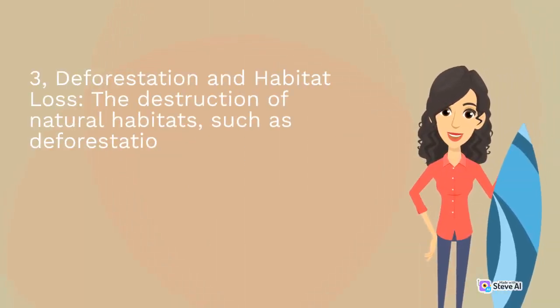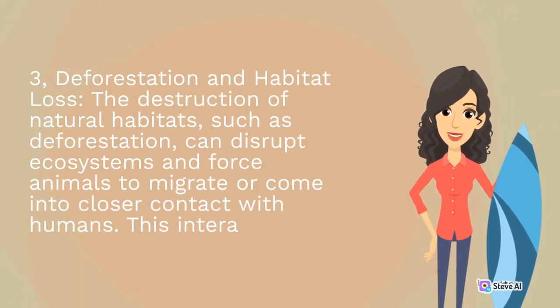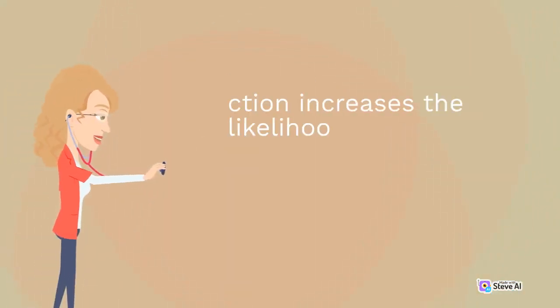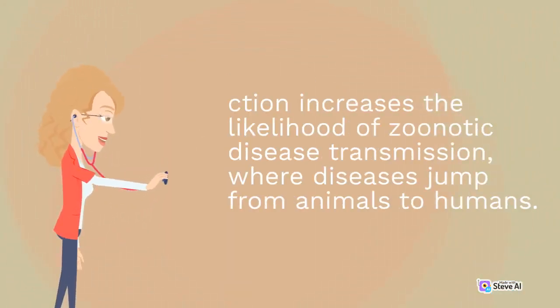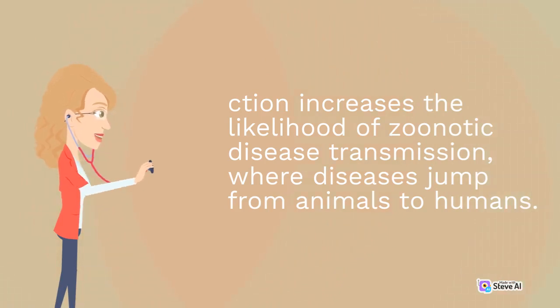3. Deforestation and habitat loss. The destruction of natural habitats, such as deforestation, can disrupt ecosystems and force animals to migrate or come into closer contact with humans. This in turn increases the likelihood of zoonotic disease transmission, where diseases jump from animals to humans.